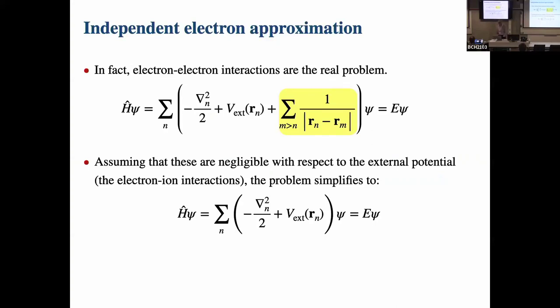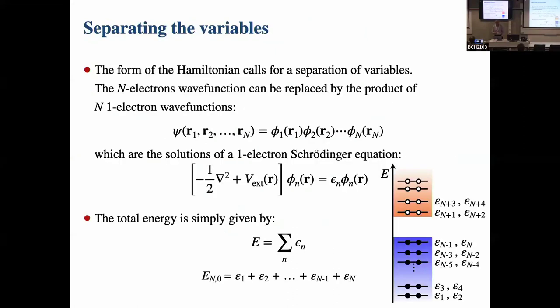So if we can get rid of that, we come to assuming that there is no interaction. In that case, the equation simplifies quite a lot because you have something which is just the sum over something that is local for each of the particles, and you can do a separation of variables, and you can replace the n-body wave function by a product of n one-body wave functions, each of which needs to satisfy the one-electron Schrödinger equation that is here.